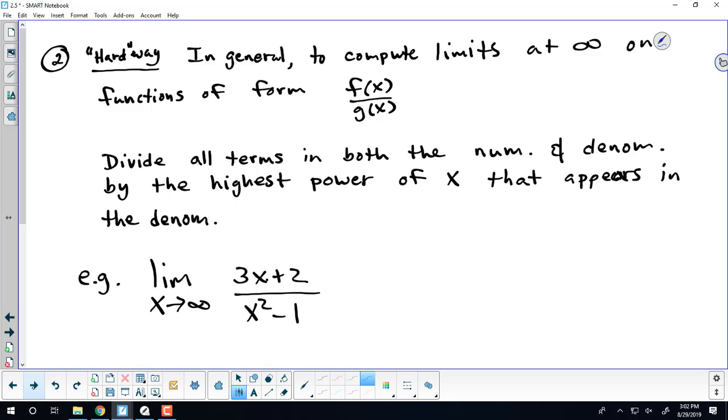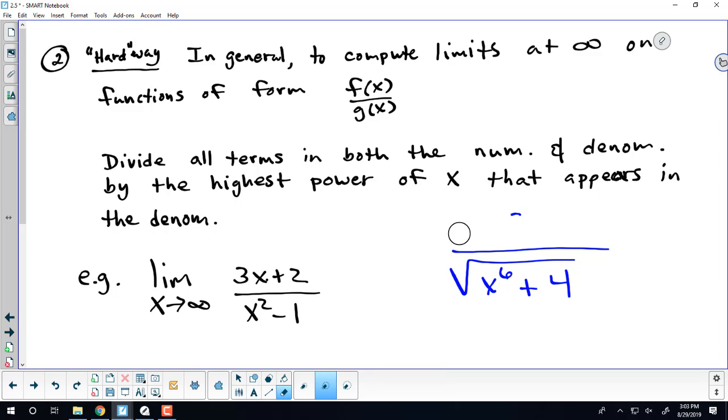So the harder way, the thing with the easy way, technically it's only applicable to rational functions. We'll see an example like this later, but like 3x squared minus 1 over the square root of x to the 6th plus 4. That's not a rational function anymore because of the radical in the denominator. That's an example of something that's not a rational function, and there are many others.